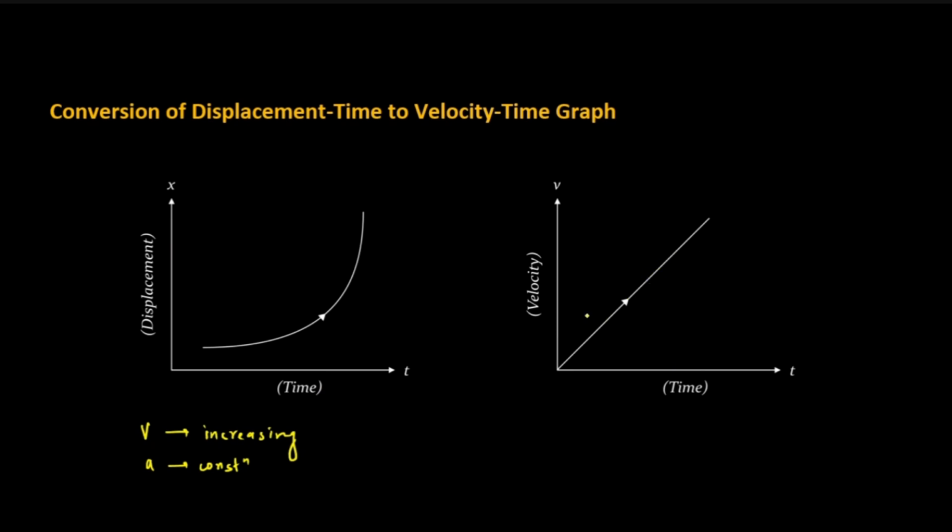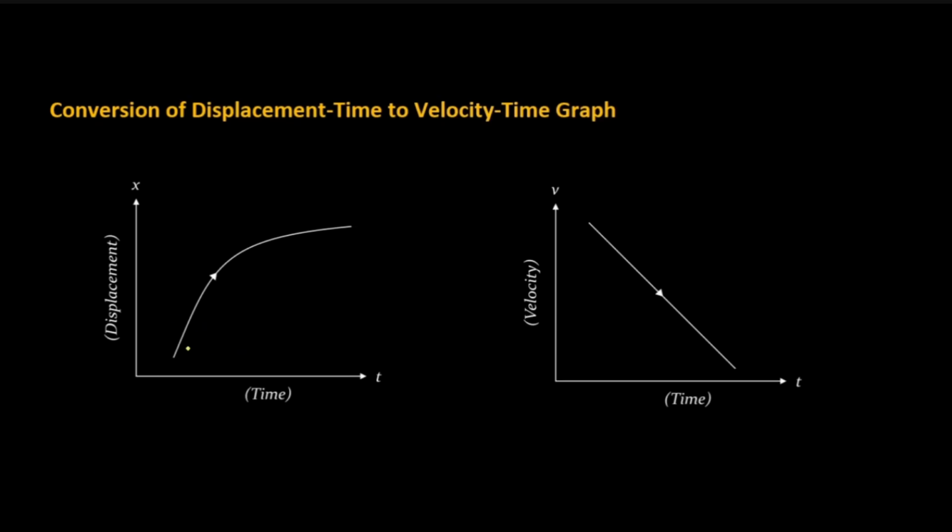This straight line graph will give us acceleration by simply calculating the slope. So the slope of the VT graph, or the slope of the velocity time graph, will give us what? It will give us acceleration. And this will come out to be constant, because the angle made with the x-axis is not changing, it is constant, so the slope is constant, so the acceleration is constant. This is how we are supposed to think about it. Clear?